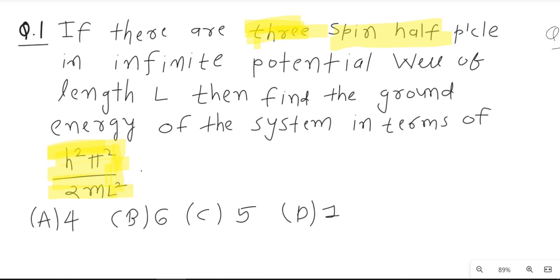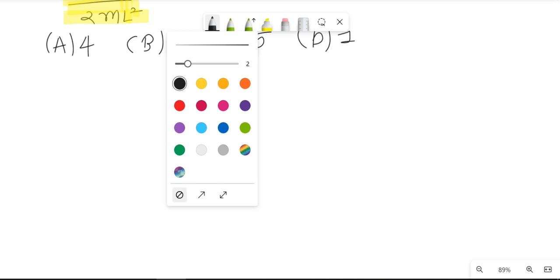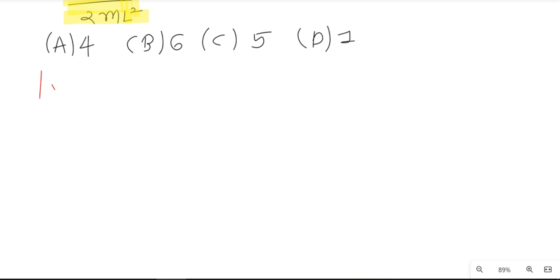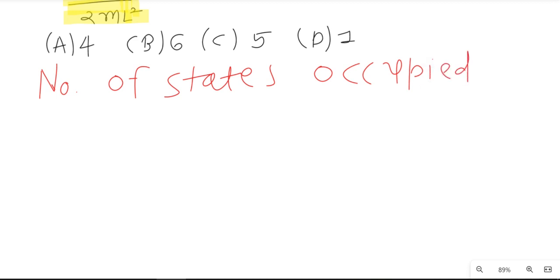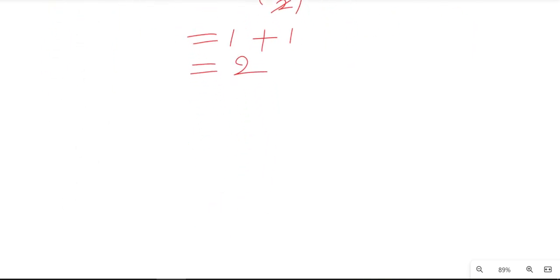So in order to solve this question, first of all we have to calculate the multiplicity, that is the number of states occupied by a particle. The number of states occupied by a particle is given as 2s plus 1. Here s is spin. Since we are given that we have a spin half particle, s will be 1 by 2, plus 1. So this and these 2 will cancel and it will be only 1 plus 1, that will be equal to 2. So the number of states occupied by a particle is 2. So here 2 states will be occupied.